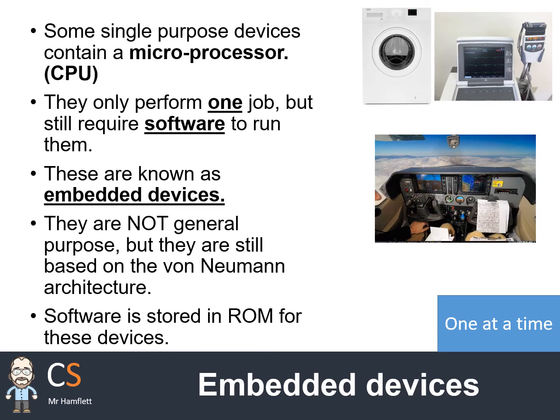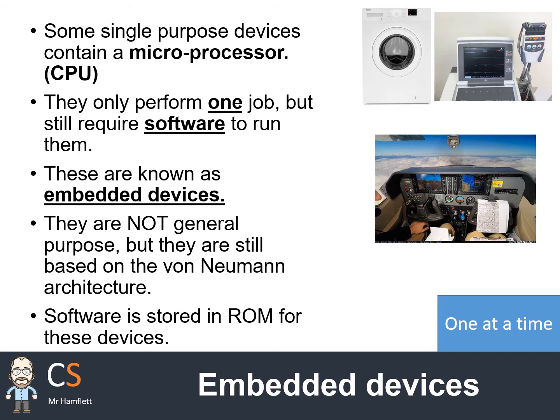So now that we've recapped the von Neumann architecture, it's time to focus in on embedded devices. When we say embedded device, what we really mean is a single purpose device which contains a microprocessor. These devices will only have one job and they will never do anything else.